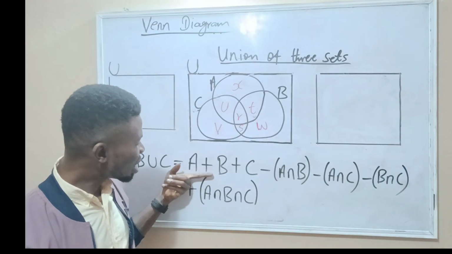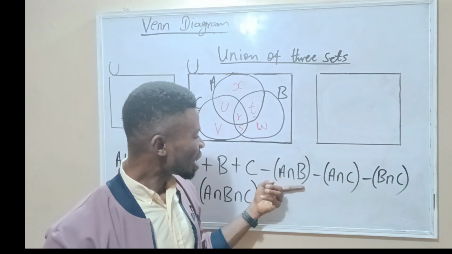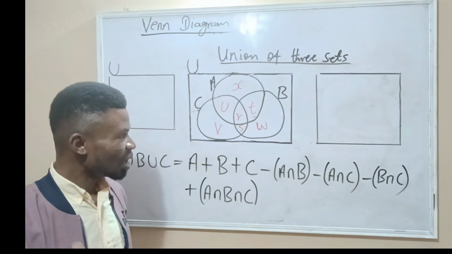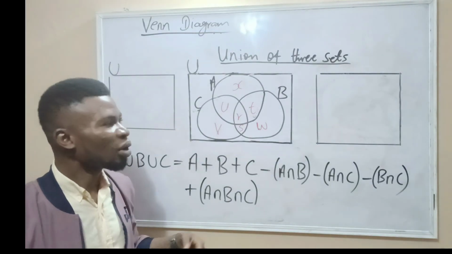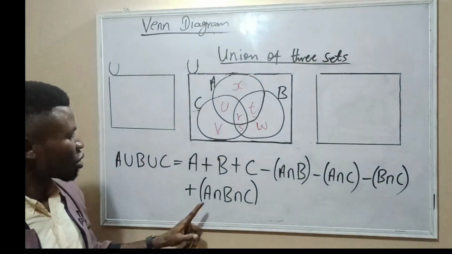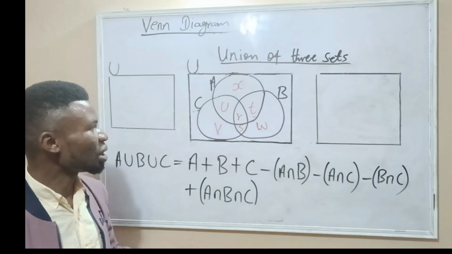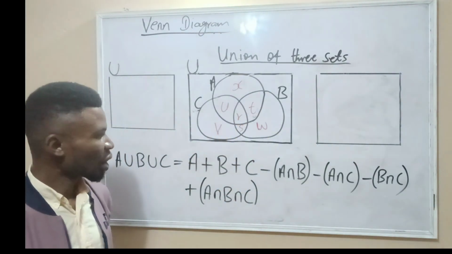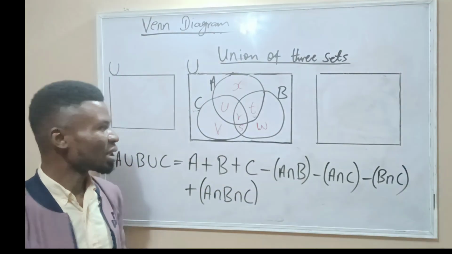When we said A plus B plus C, R was counted 3 times. Then when we said minus A intersection B, minus A intersection C, minus B intersection C, R was removed 3 times. That means it's just like in the whole of this, we've not counted R. Now, in order to add it back, we now say plus A intersection B intersection C, which is this. R is A intersection B intersection C. That is the intersection of the three sets. That is R. So this is it. It's very simple. That is why I said it's very simple, if it is explained well.